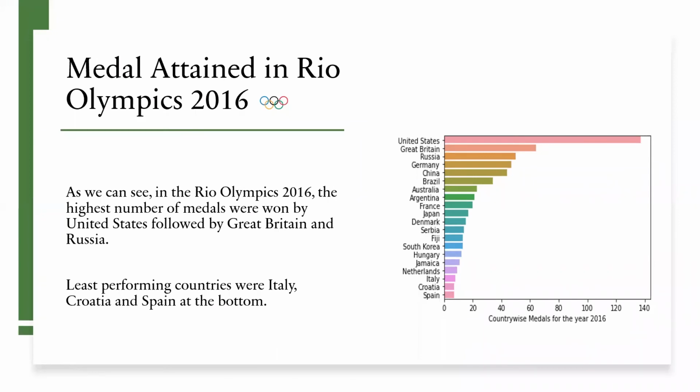Now we will analyze the data for the most recent Olympics present in our current dataset. I am talking about the 2016 Rio Summer Olympics. As we can see in the visualization, the highest number of medals were attained by the United States, followed by Great Britain, Russia, and so on. Least performing countries here were Italy, Croatia, and Spain at the bottom. For this visualization, we have to perform a specific SQL query.